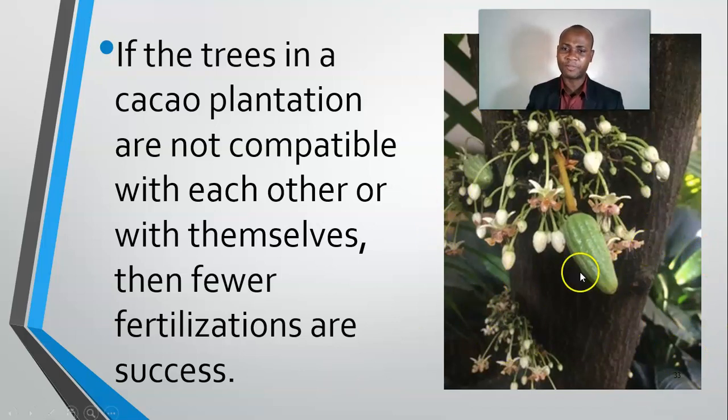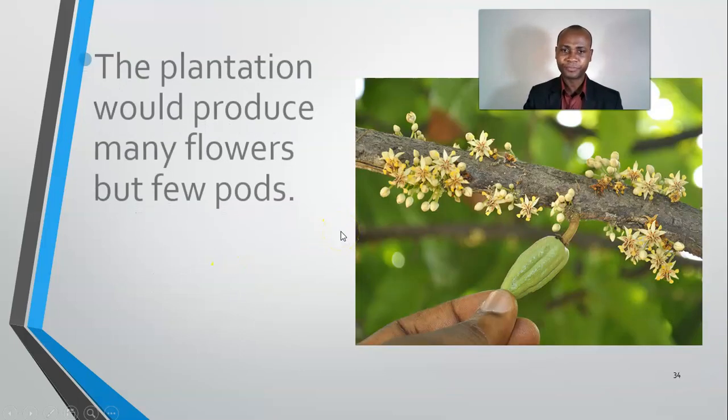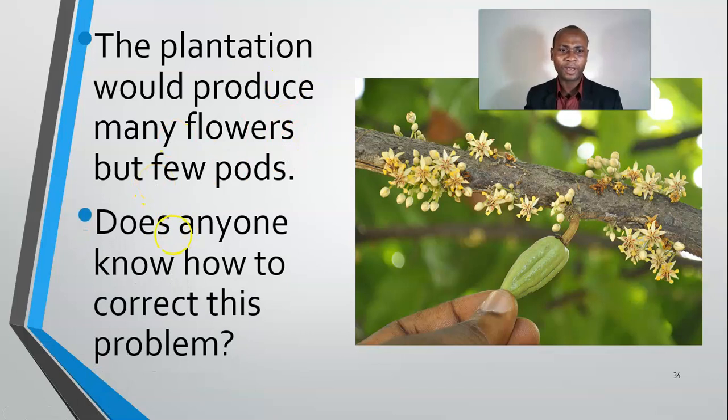A lot of flowers, but just one pod. Okay, all right, so let's move on. So the plantation can produce many flowers but few pods. Okay, so does anyone know how to correct this problem?